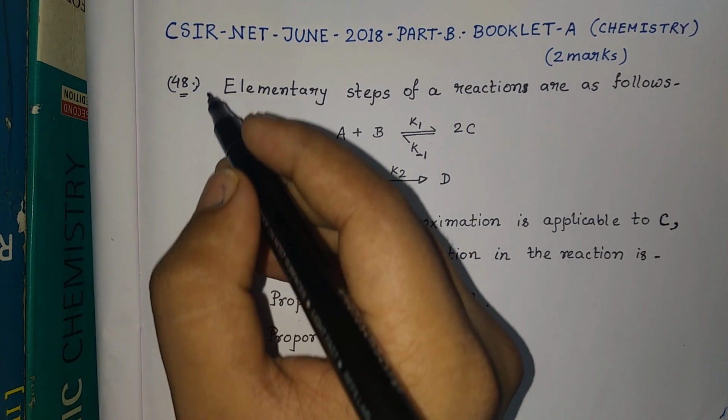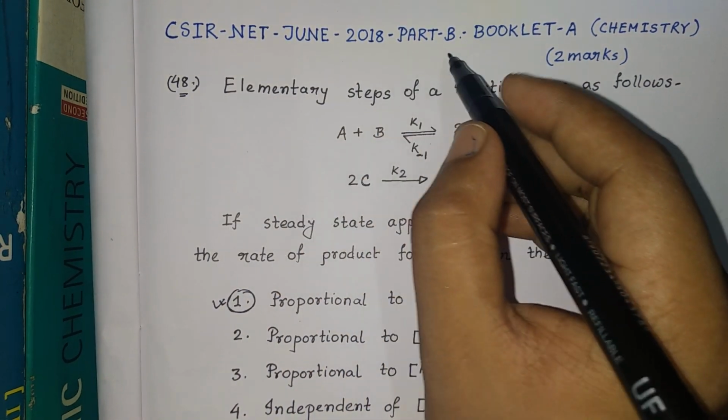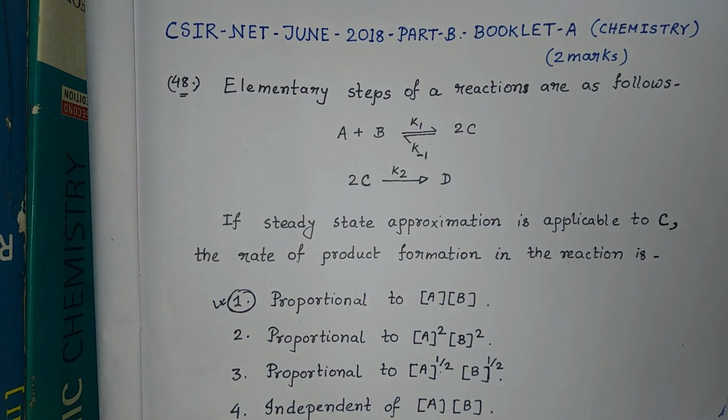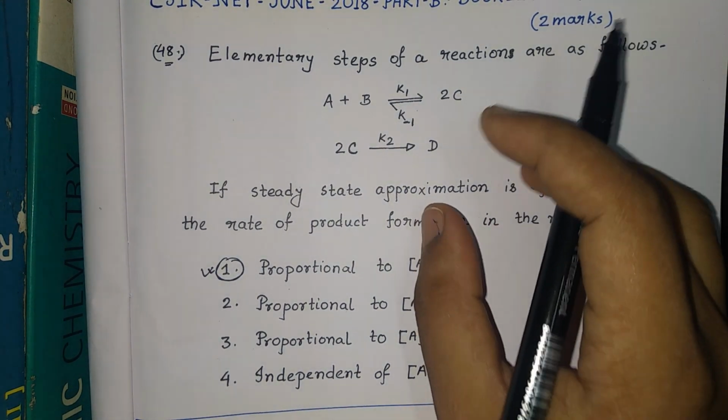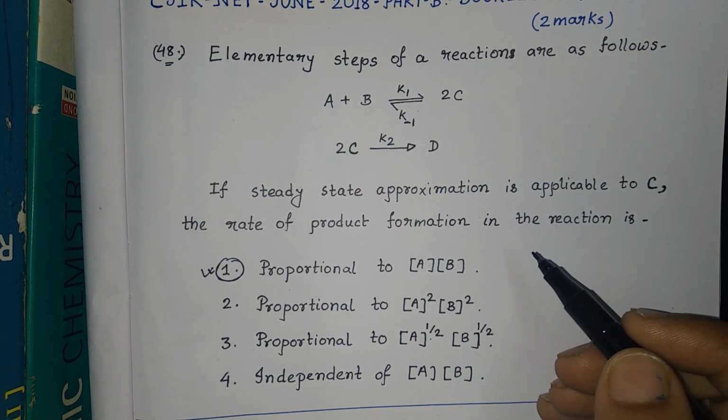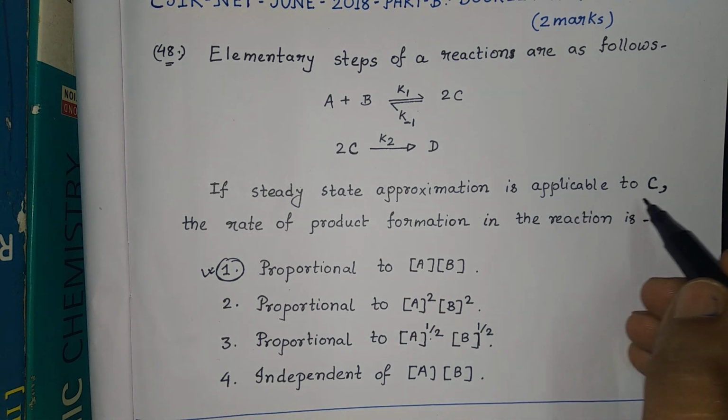Hello guys, today we will discuss the CSIR NET June 2018 Part B Booklet A Chemistry. Question number 48 is a 2 marks question. There are two elementary reactions given on our screen. The first step is a reversible reaction, the second step is an irreversible reaction, and the steady state approximation is applicable for the C.